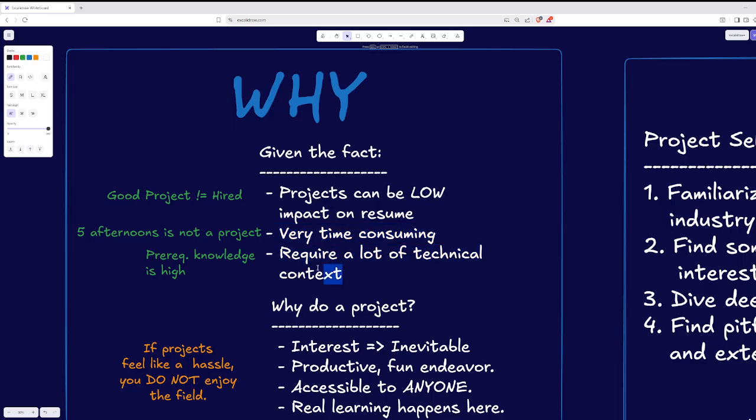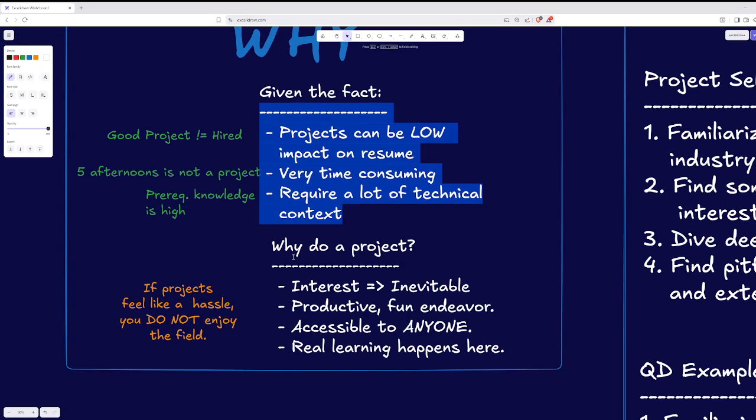And then it requires a lot of technical context. To identify a gap in either implementation or, let's say, the efficacy of some model for a particular set of financial instruments, it requires a lot of background knowledge and knowledge about what people are already doing that you may not have. Okay, so this is sort of the case against doing a project.